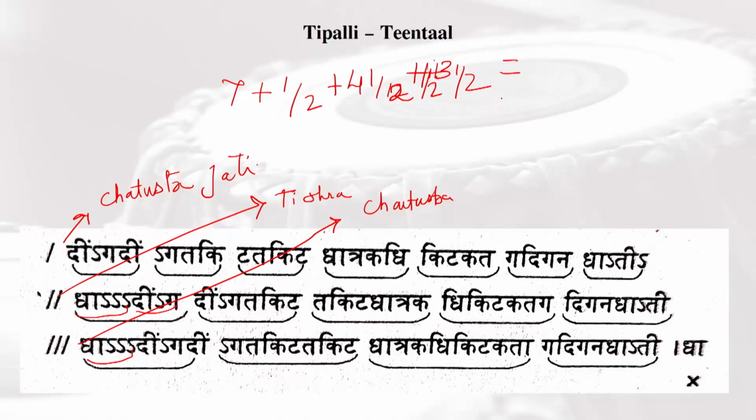So altogether it becomes, so 7 plus 2 halves is 8 and 4.5 plus 3.5 becomes 8. So it's a 16 matra. But we can say this tihai or this tipalla, but we can say this tipalli in 1 avartan or 2 avartan as per our convenience.